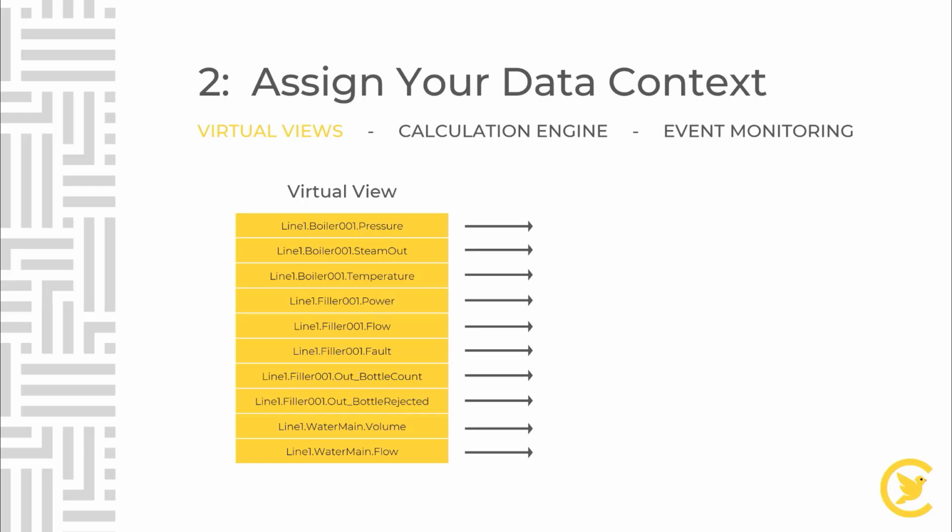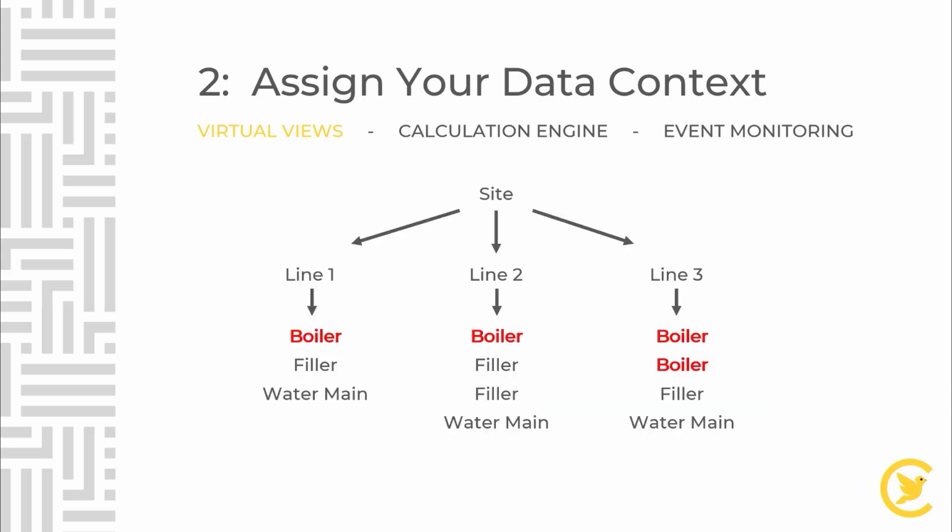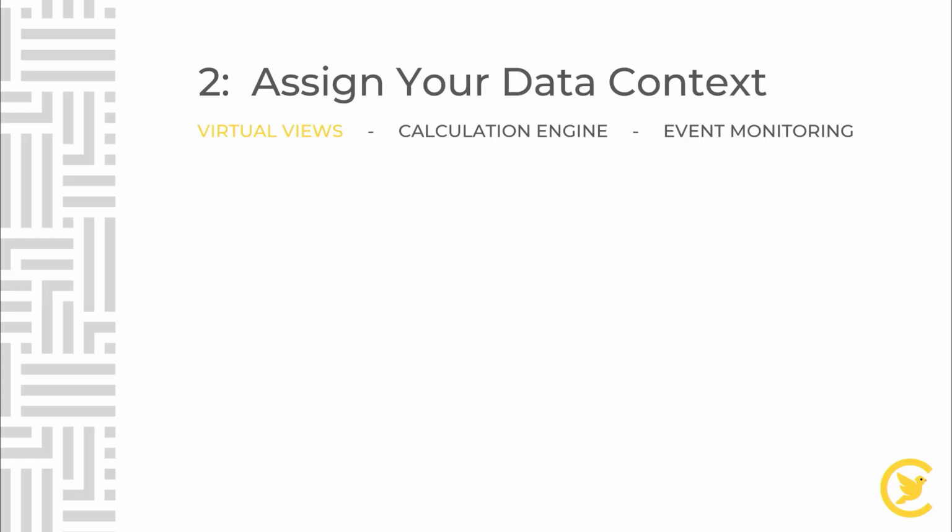Well, we have the unified naming space for the tags. And notice in this particular naming space, the second branch of the tag name tells us what the piece of equipment is and the instance or count of the equipment. So you see line 1 has a boiler with 3 tags, a filler with 5 tags, and a water main with 2 tags. You can use the virtual views to create common tag names and then group them into assets. So going back to the site example, we've got 4 boilers. So let's see how virtual views would handle this particular asset.